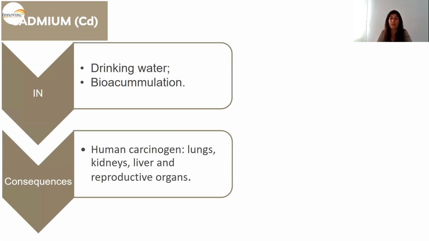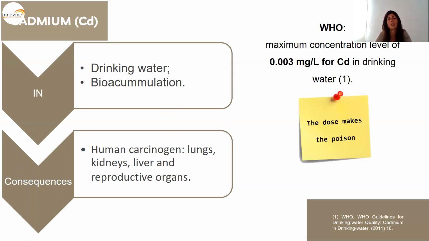Among these pollutants, it is cadmium that is affecting human health through drinking water and bioaccumulation. And one of the most important consequences of cadmium exposure is the generation of human cancers. So the World Health Organization has established a maximum concentration for cadmium levels in drinking water. As all of us know, the dose makes the poison.